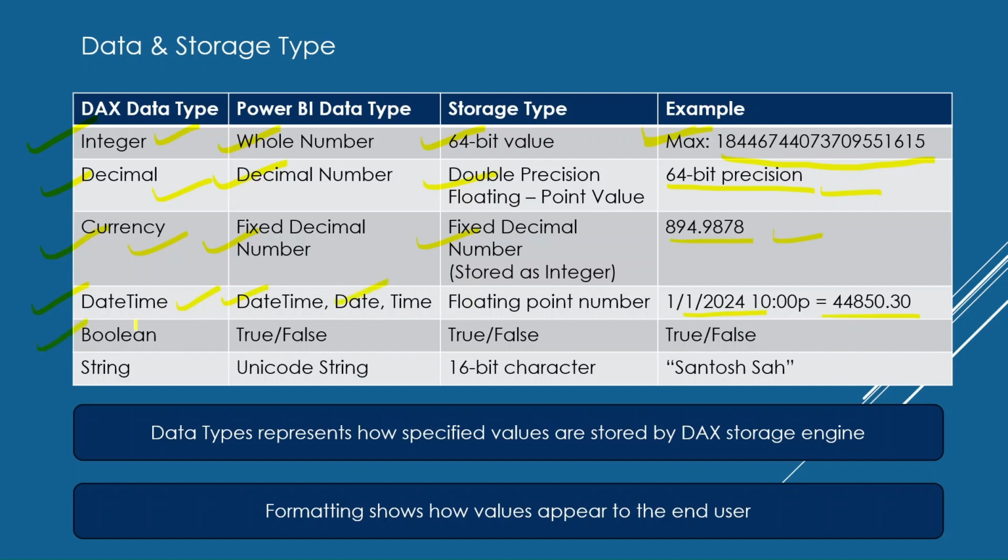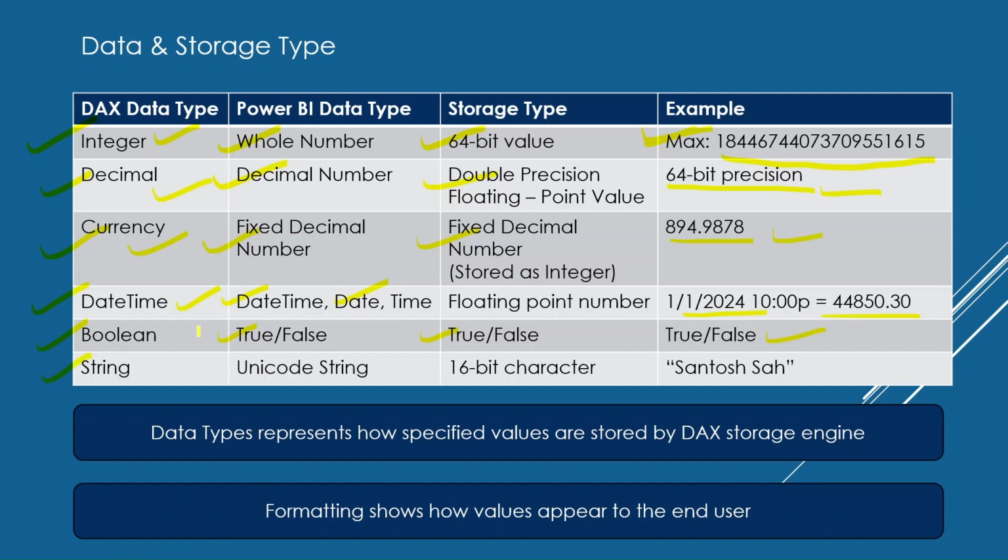Boolean is a data type present in DAX. How will the data be stored in Power BI? It will be stored as true and false. The storage type is also true and false. The example will be this. The value will be either true or false.